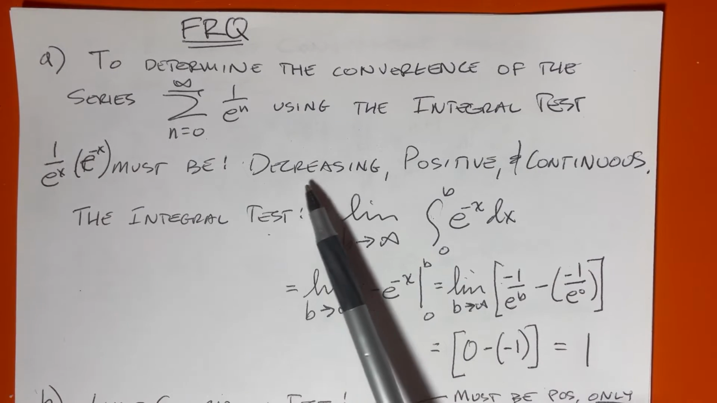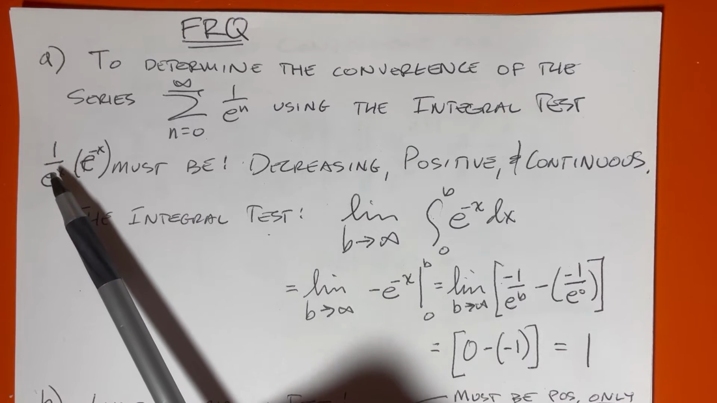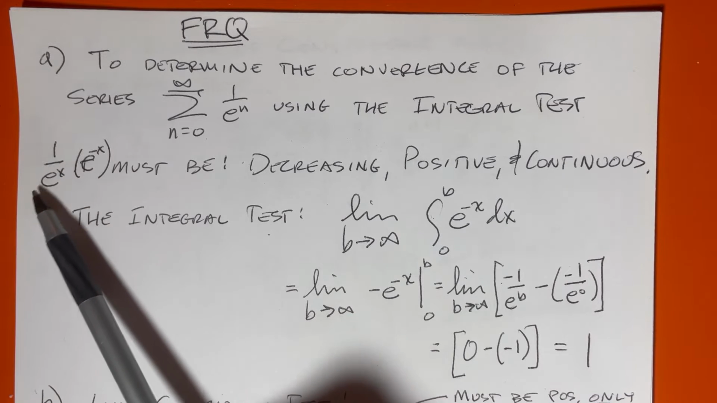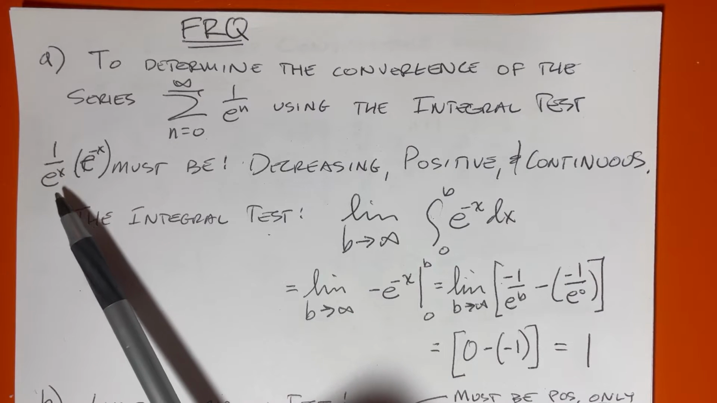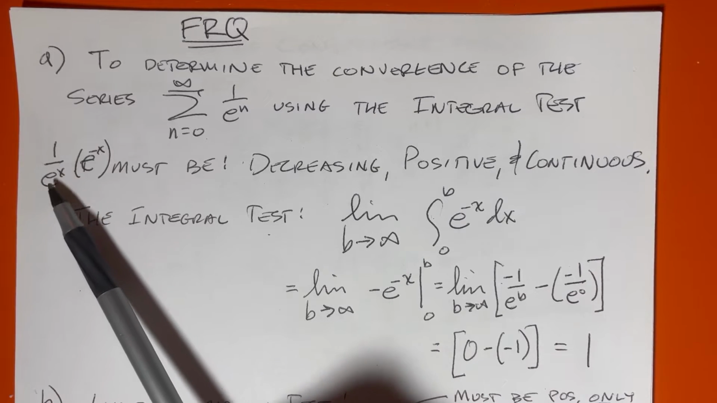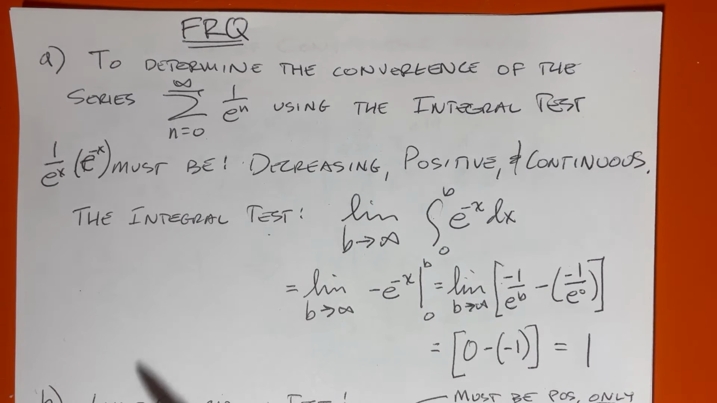And it must be decreasing. Originally, when I wrote this out, I said to be as clear as possible. Don't just say, the series. Rewrite what it is quickly so that it's really clear what the series is. If you just say it, who knows what it is, but if you write 1 over e to the x must be decreasing, positive, and continuous, it's really clear.